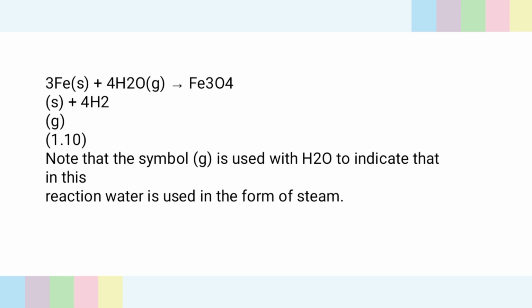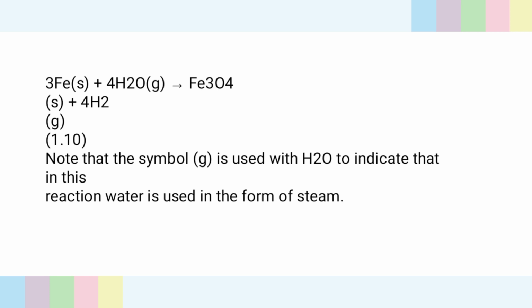So note that the symbol G is used with H2O to indicate that in this reaction water is used in the form of steam. If H2O is written with G, we can see here 3Fe, in brackets, is iron in the form of solid, which reacts with the water in the form of gas. So how can this water molecule be in the form of gas? That is in the form of steam.